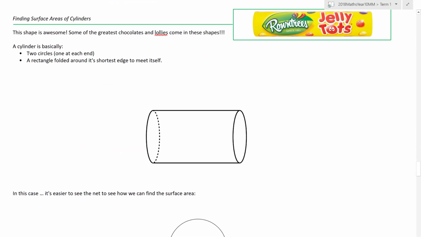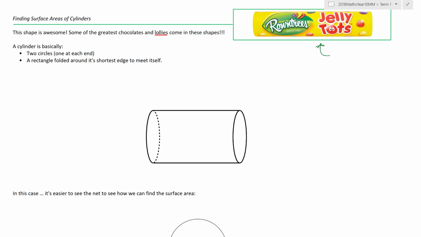Moving on to surface areas of cylinders, there is my favorite sweet. My nan, bless her heart, every year buys me about 12 of these cartons of jelly tots. These tubes are fabulous. I can eat all of those in about 6 minutes. I am on a sugar rush for days. I sit in the corner shaking, but wow, what a sweet. Jelly tots, love, love, love.